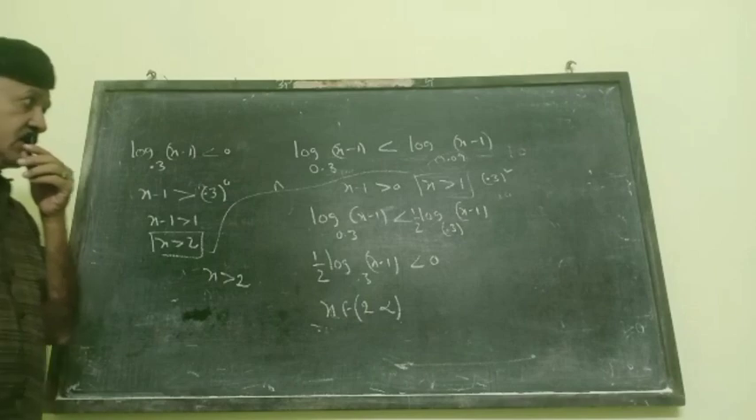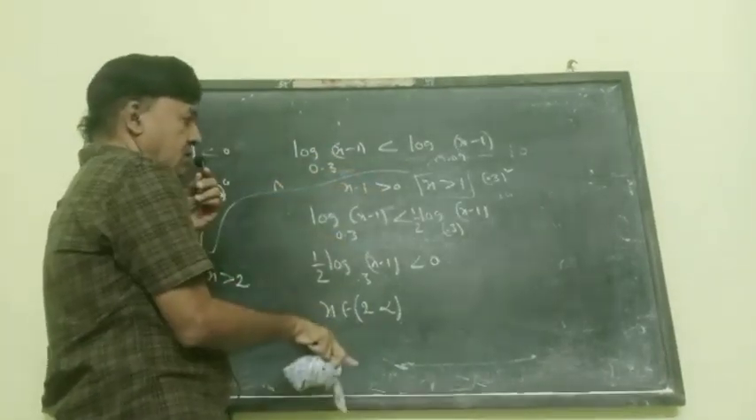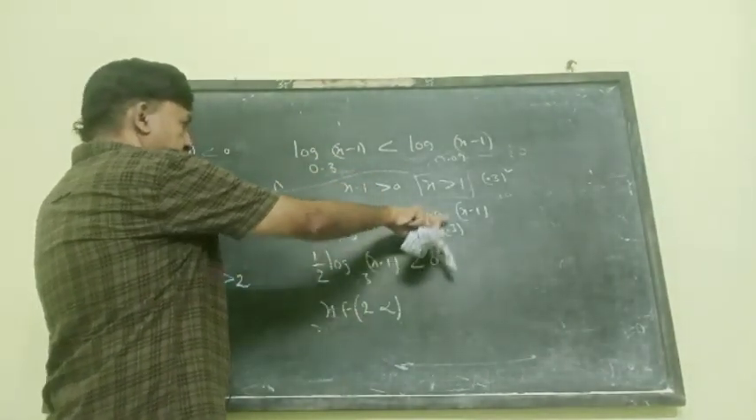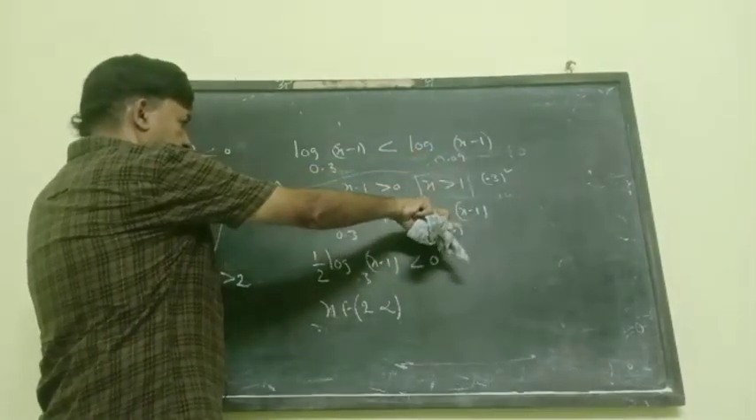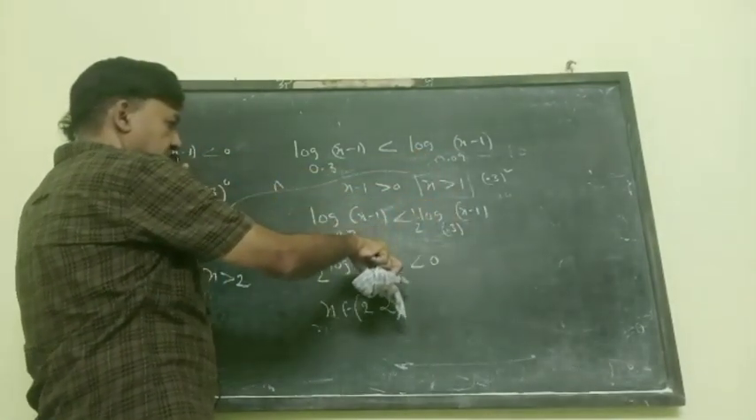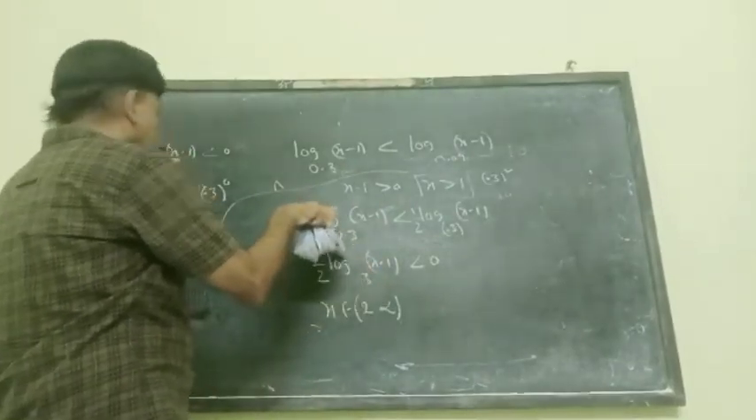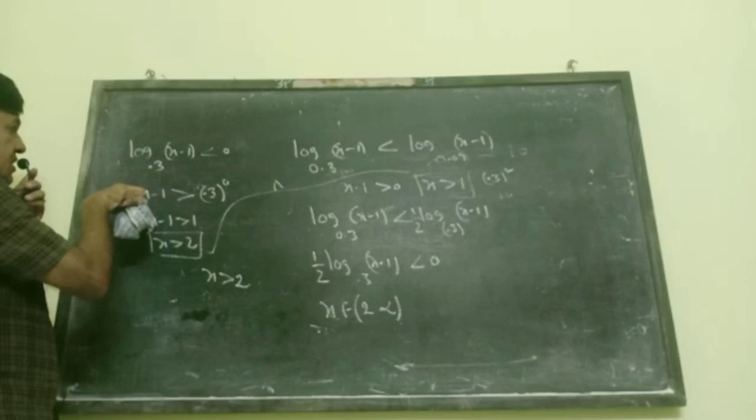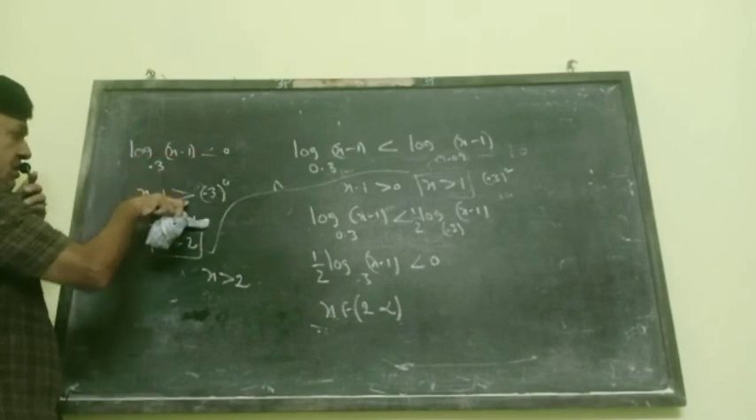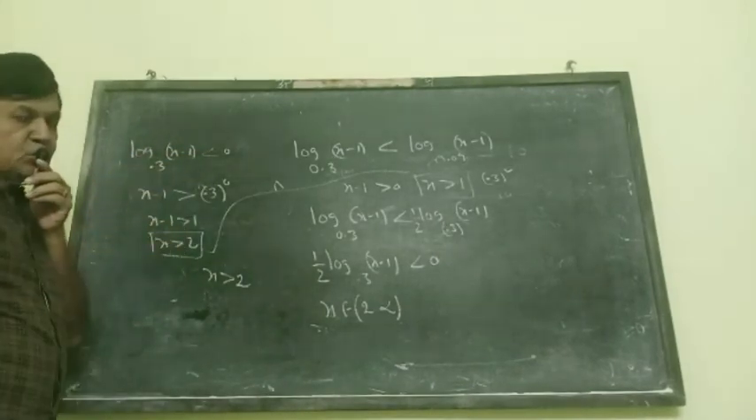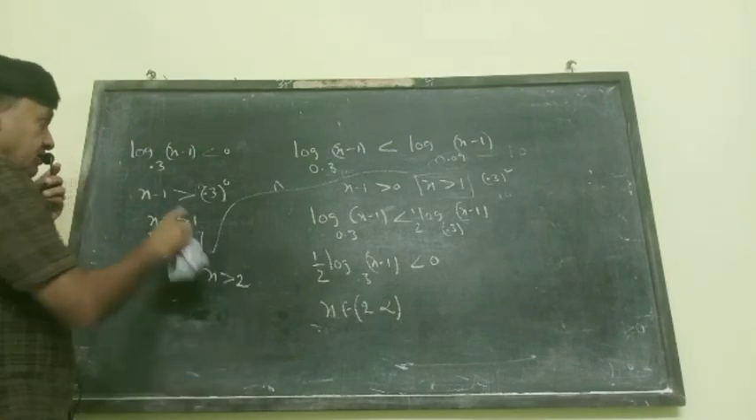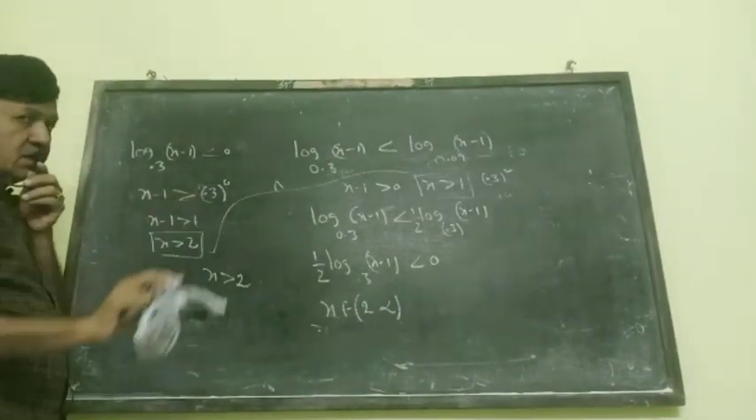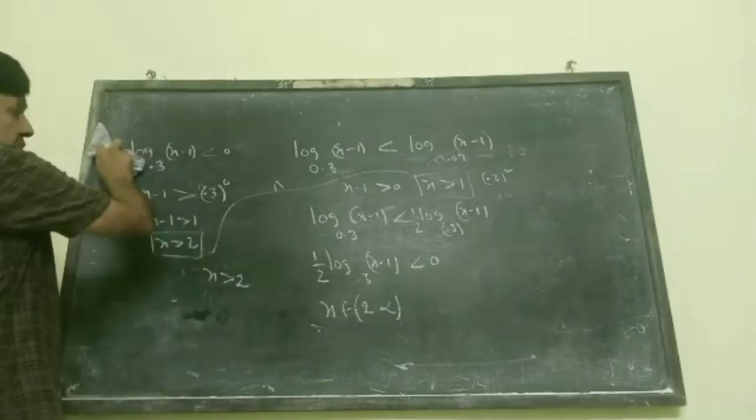Yes, I think you are fine. First, write domain. Then you just change this 0.09 as 0.3 whole square. 2 can be brought here and you will get like this. Half you can cancel. Then you will get like this. When you remove log, inequality has to be reversed because the base happens to be a proper fraction. If base is more than 1, you have to keep the inequality as it is.